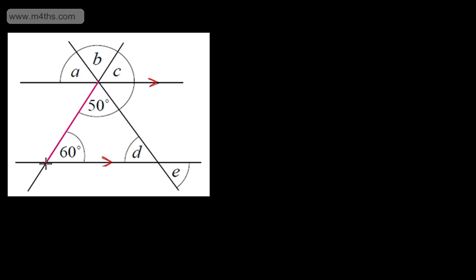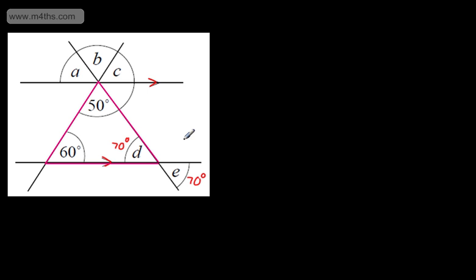I can start where I like. I don't have to start with A. Starting with A is probably a lot harder than it needs to be. So if this is 50 and this is 60, that gives me 110 degrees. So this one here must be equal now to 70 degrees. 70, opposite angles, 70 degrees.